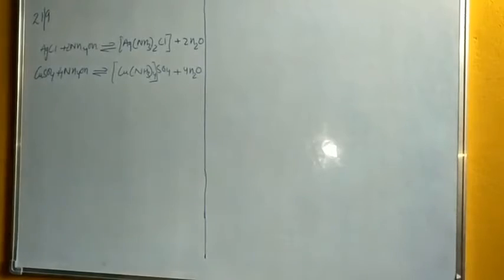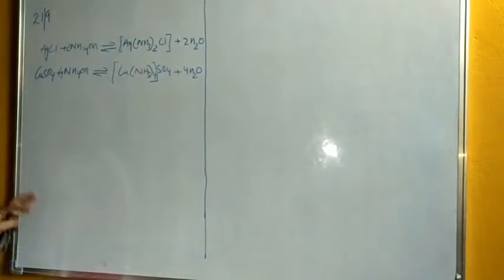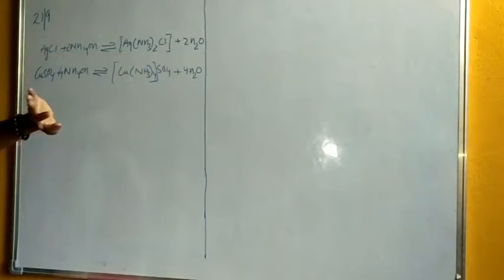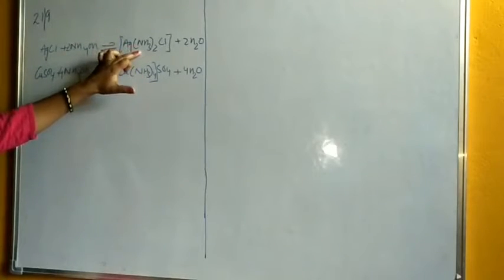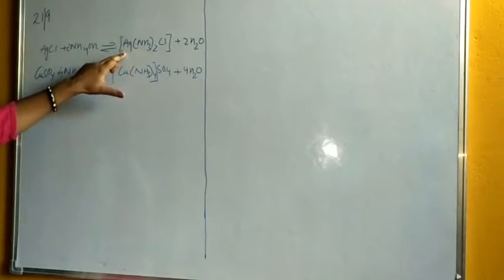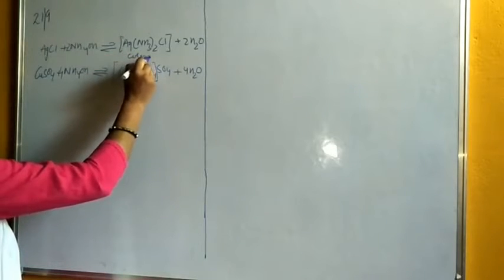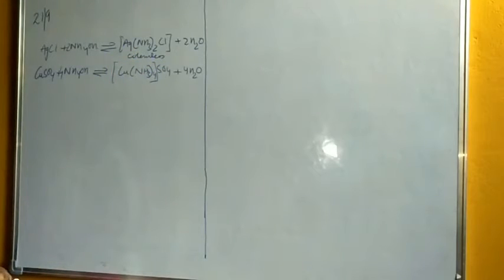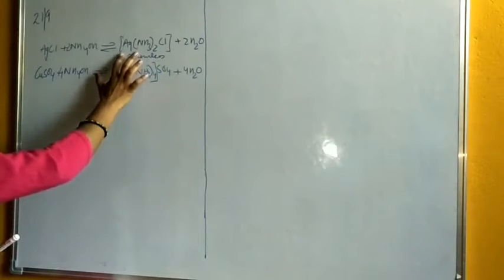Now students, the liquid ammonia will show its basic nature. It will react with the salt AgCl to form a complex, Ag(NH3)2 Cl plus 2H2O, right students? So here it is forming a complex compound, and hence acting as a ligand here, and through the coordinate bond it is linking to the metal ion, right? The complex which is formed here is colorless, and I hope you can try to name this also, right? You have to write the IUPAC name of this coordination compound.